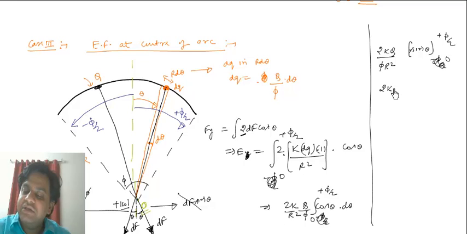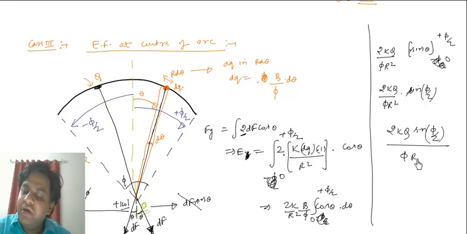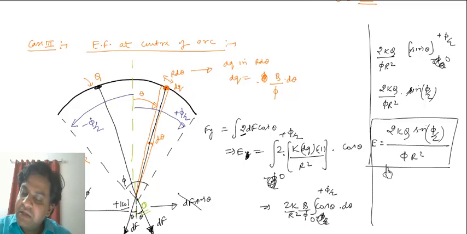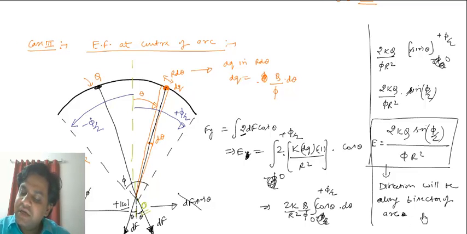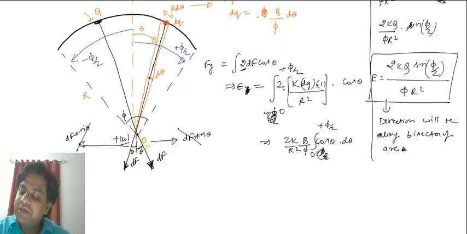So this way what I'll get is 2kq by phi r square and sine phi by 2 minus sine 0, which is 0. So my final answer is 2kq sine phi by 2 upon phi r square. This is the electric field due to this arc at its center. The direction of this electric field will be along the bisector of the arc. The direction of this electric field will simply be along the angle bisector of the arc.